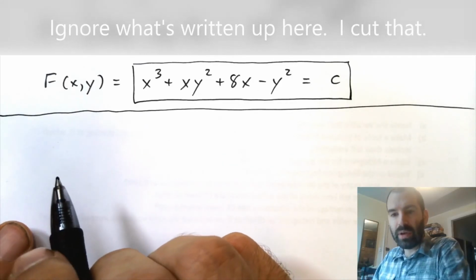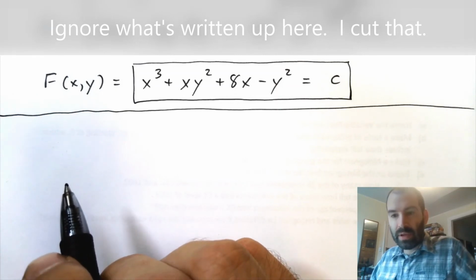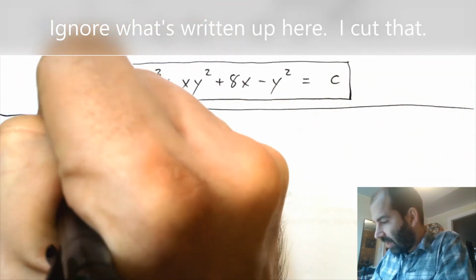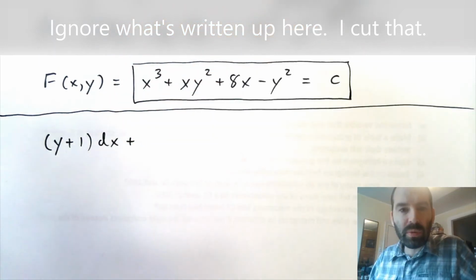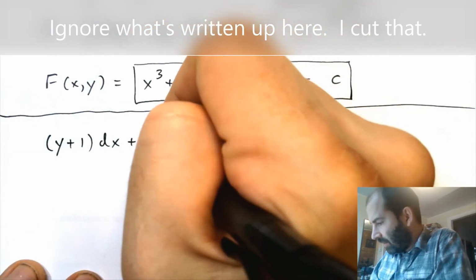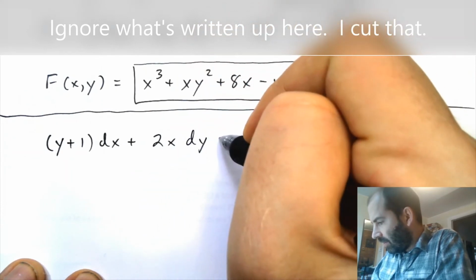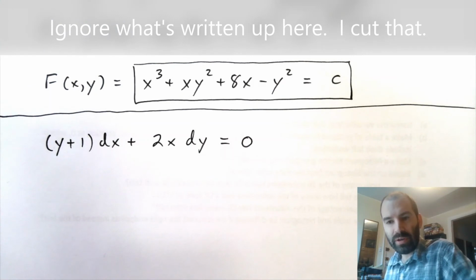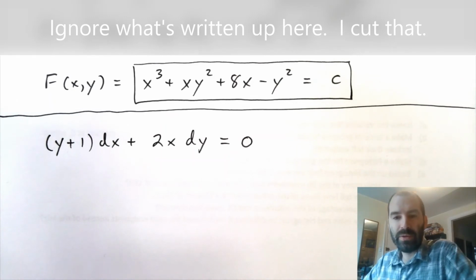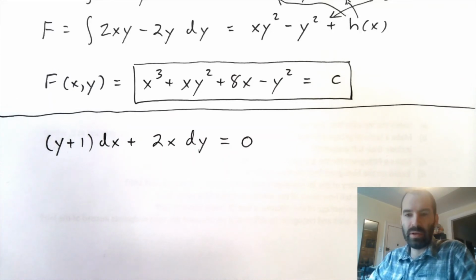Okay, so the last example is as follows. So we're going to have y plus 1 dx plus 2x dy equals 0. Okay, go ahead and do this one on your own, and then we'll check our work together. Okay, and prepare for a little surprise here. So 3, 2, 1. Okay, let's check our work.